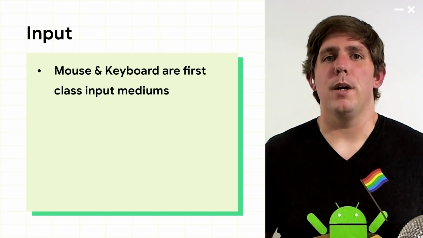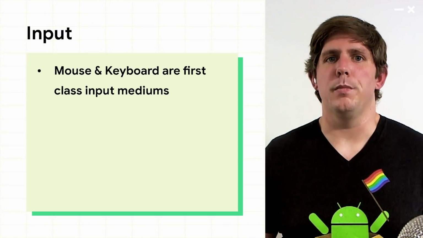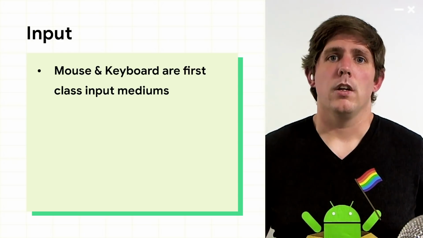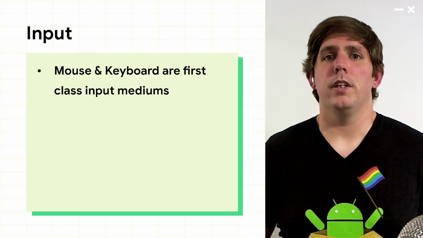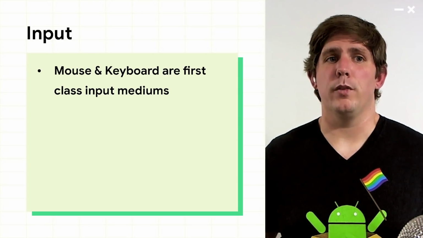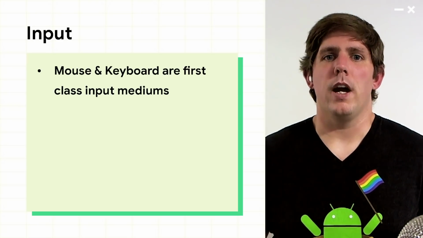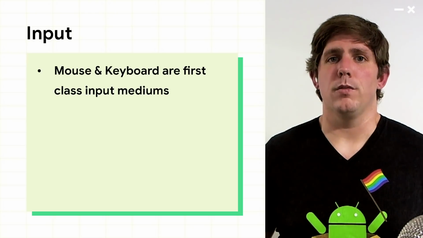One of the next things to think about and consider when looking at your app's experience on these devices is how you handle different input mediums. And the first thing to realize is that mouse and keyboard are now first-class input mediums on a lot of these devices. Chrome OS devices natively ship with a mouse and keyboard, as well as some of the other desktop platforms that OEMs have created. People are going to be using your app with a mouse and keyboard and expect it to work.